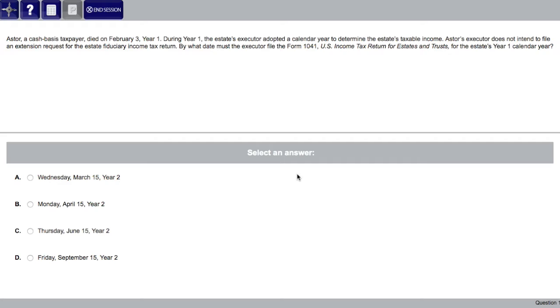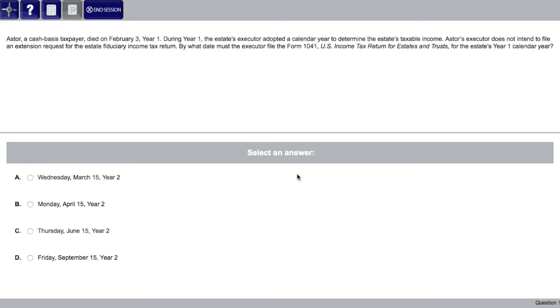Let's do a regulation question over estates. Astor, a cash basis taxpayer, died on February 3rd, year 1. During year 1, the estate's executor adopted a calendar year to determine the estate's taxable income. Astor's executor does not intend to file an extension request for the estate fiduciary income tax return. By what date must the executor file the Form 1041 U.S. income tax return for estates and trusts for the estate's year 1 calendar year?